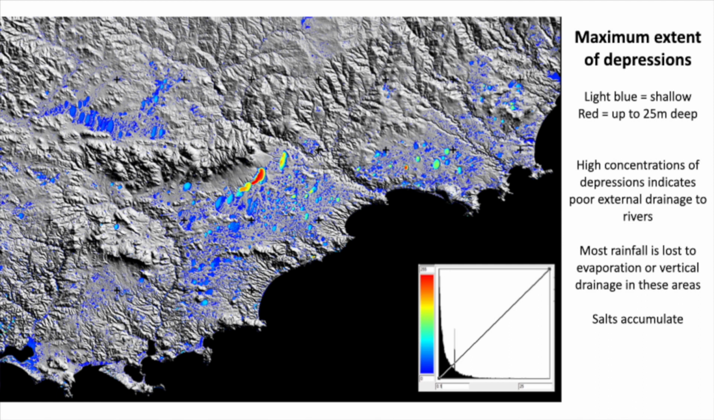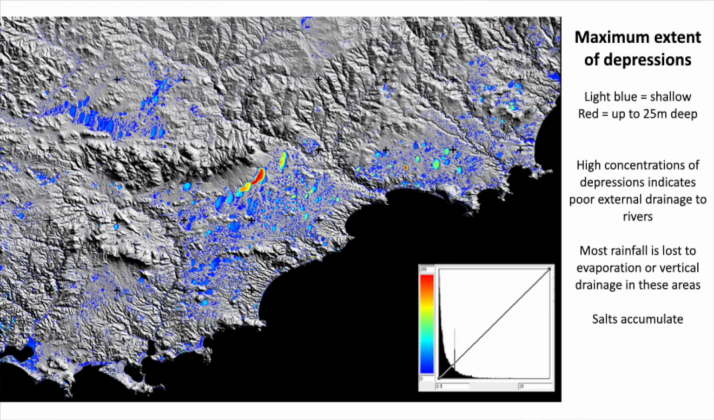And you can see some of them have different colours. First you'll notice the extent of them. They're quite common across the whole area. And then you'll see there's some different colorations in them. So from the algorithm you actually also get an estimate of the depth of the depressions, which then allows you to calculate maximal surface area plus volumes. The high concentration of the depressions indicates poor external drainage to rivers. So the water will tend to fall there and infiltrate down or evaporate. And of course salts over time have accumulated in these areas through that process.